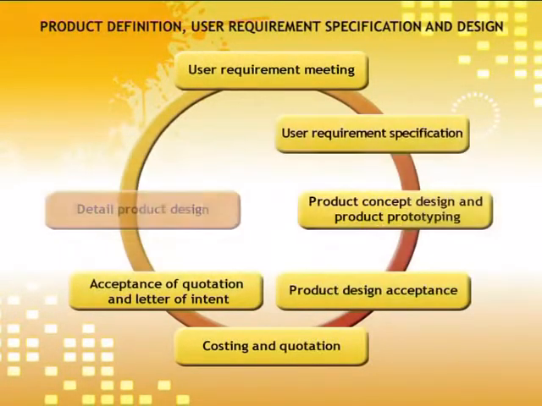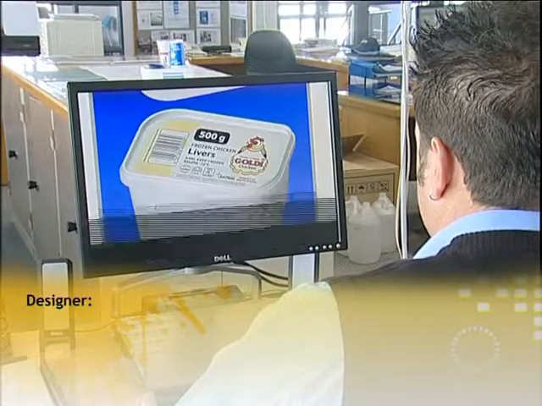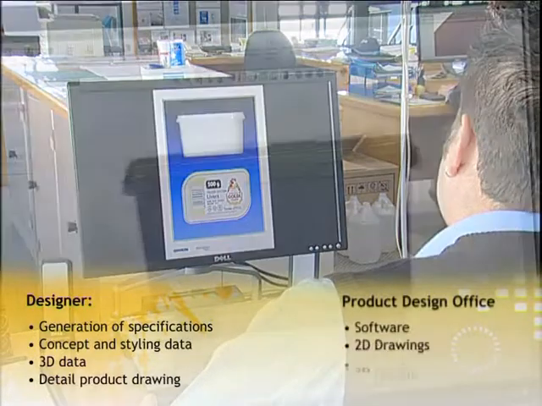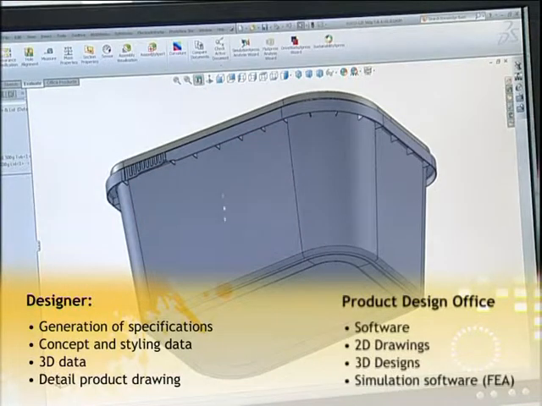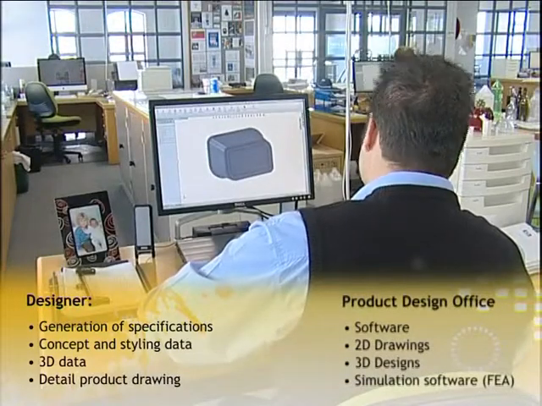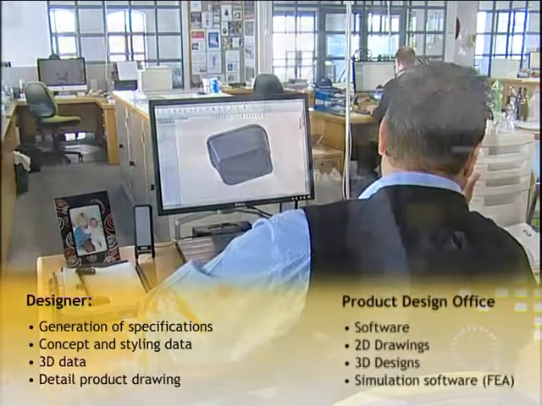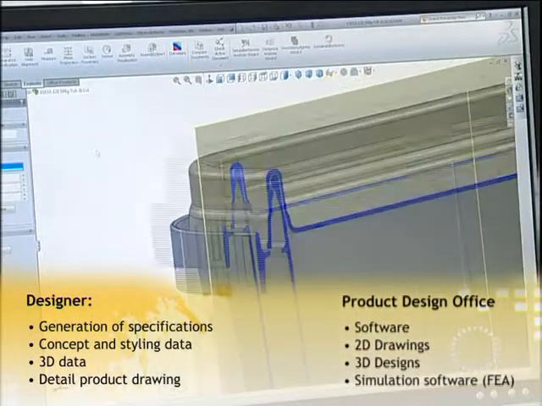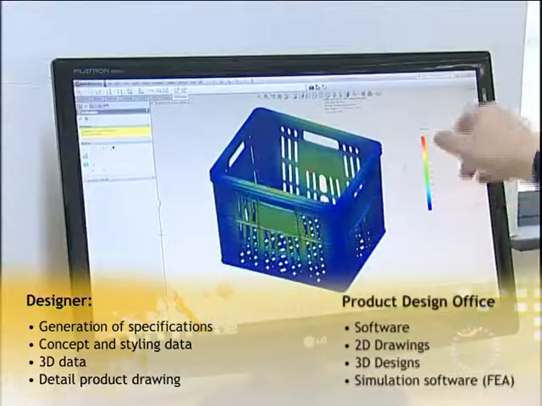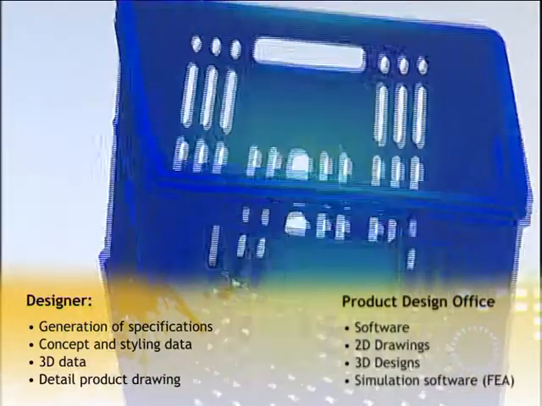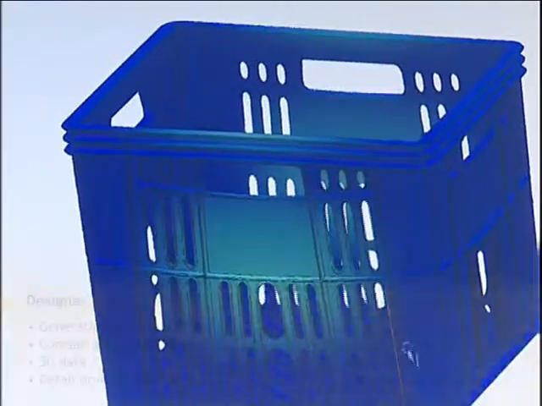Detailed product design. In the final product design stage, the detailed product specifications, concept and styling data, 3D data, and detailed product drawings are generated by the designer. Product simulation software is also used to validate designs and verify critical product parameters such as finite element analysis or FEA, which is used to predict product load capacities and analyze polymer stress concentration points.